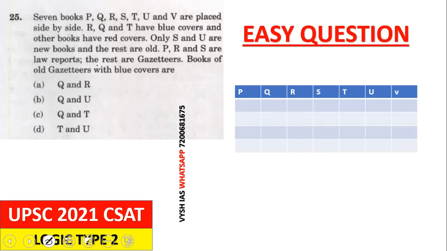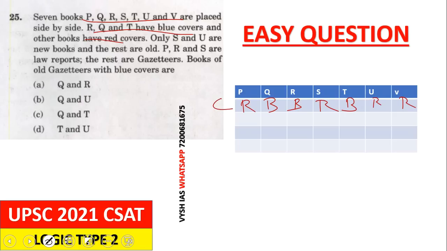They are telling us 7 books are there: P, Q, R, S, T, U, V. They are placed side by side in the same order. There are 2 methods. One is to solve in a lengthy way by reading each of the sentences. Like, R, Q, T have blue covers. Then others have red covers.